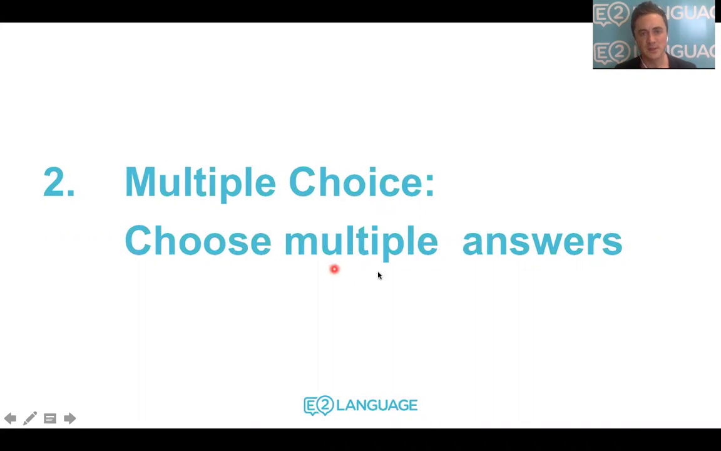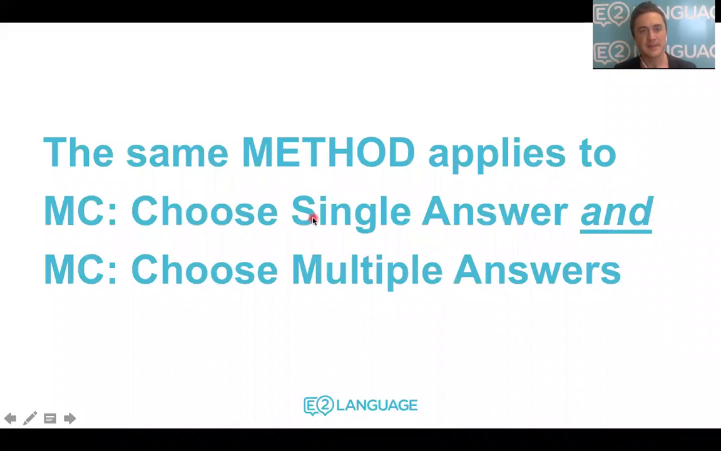Multiple choice, choose multiple answers. The same method applies to multiple choice, choose single answer, and multiple choice, choose multiple answers, okay? You're doing exactly the same thing. You speed read the text, you read the question prompt, you read the answer options, then you go back and forth and eliminate. That's the method.